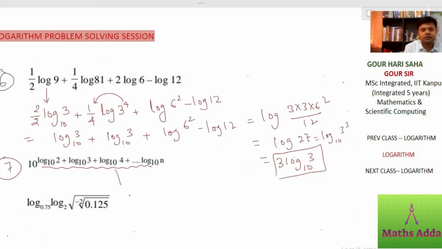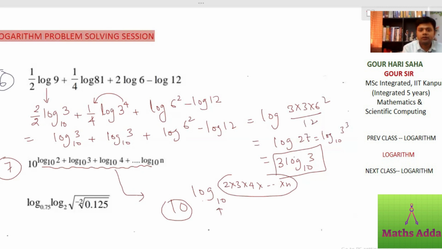So can I write this one? This will be 10 to the power log of 2 into 3 into 4 till n base 10, right? Which formula? First formula, log of m base a plus log of n base a is equal to log of mn base a. You extend to n elements and you get this. Now it is which format? A to the power log of x base a. So what we know, a to the power log of x base a. What is the answer? This cancels.